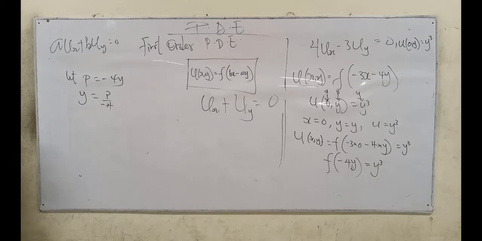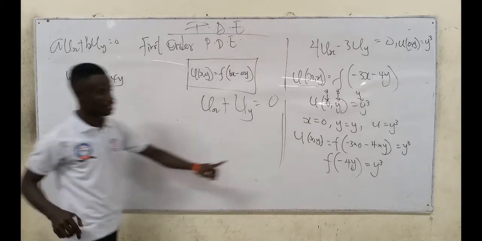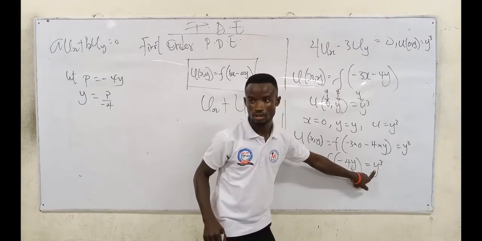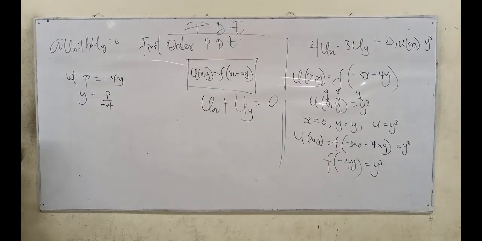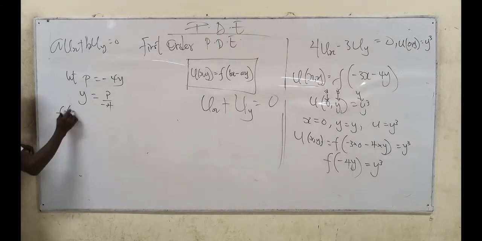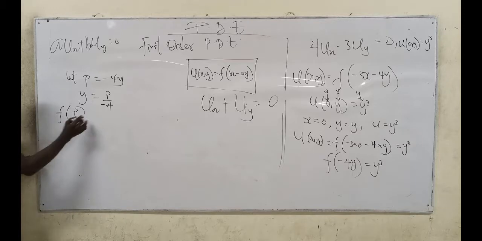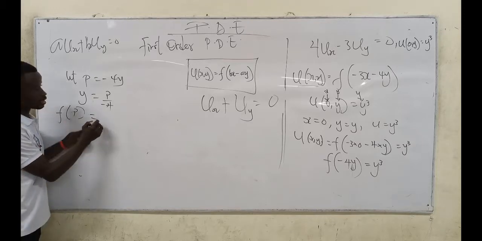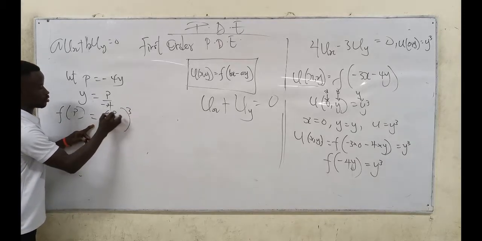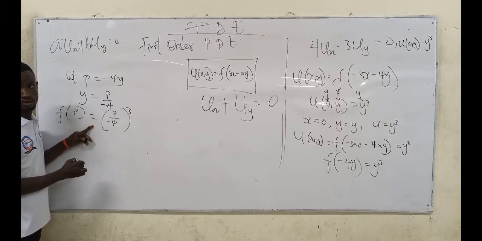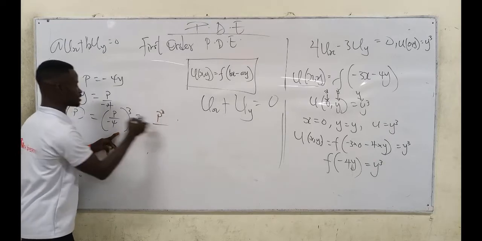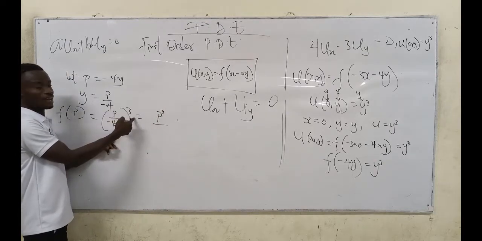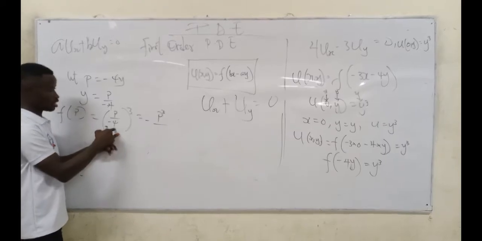You see that? So wherever you see y here, then you put what there? So we are going to get negative 4p, or you can write f of p. Very good. Then here will be kq. Then what will you get? D to the power 3; since it's an odd number, the negative will bounce back.